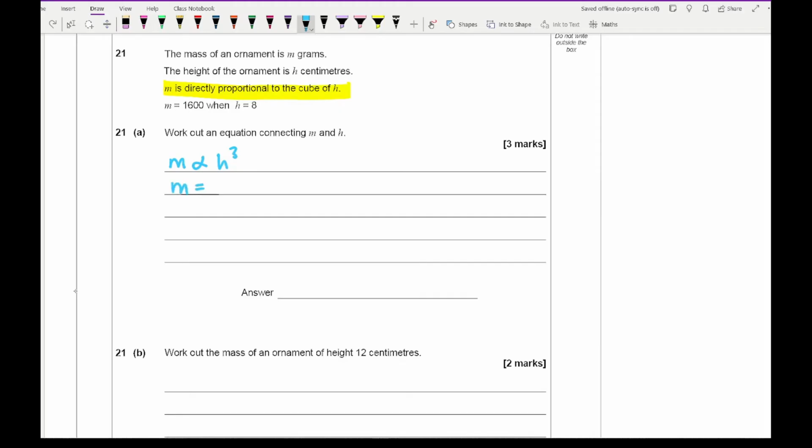So then I write m equals k h cubed, and then using these numbers here, substitute it in, so I've got 1600 equals k times 8 cubed. So k equals 1600 divided by 8 cubed, and if I get my calculator to work that out, 8 cubed is 512. So k equals 25 over 8. So then the formula is going to be m equals 25 over 8 h cubed.